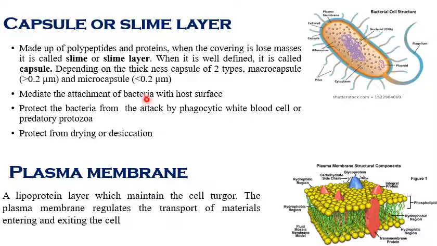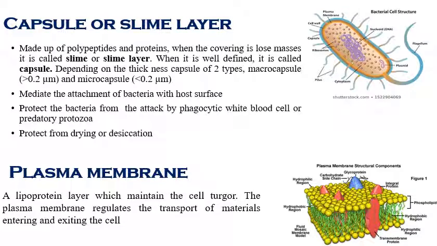It mediates the attachment of bacteria to the host surface. As I already told you, the slime layer is a little bit slimy, so it is helpful for the attachment of bacteria to the host surface. At times it also functions to protect the bacterium from phagocytosis by blood cells or predatory protozoa.